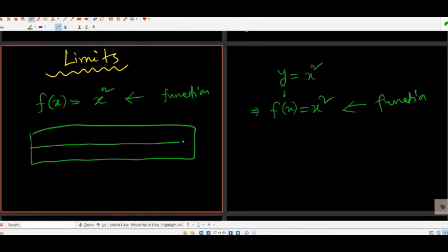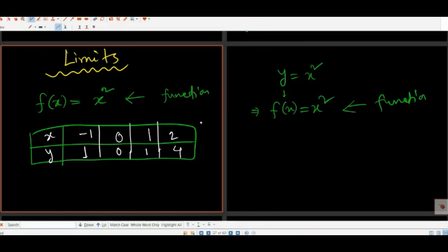Here, whatever we have done so far, we are using the same concept. We are inputting the values of x, and then we will get the values of y. Let's say we are plugging in -1, 0, 1. For -1, we will get 1. For 0, we will get 0. For 1, we will get 1. For 2, we will get 4. So for x equal to 2, we are getting y equal to 4.